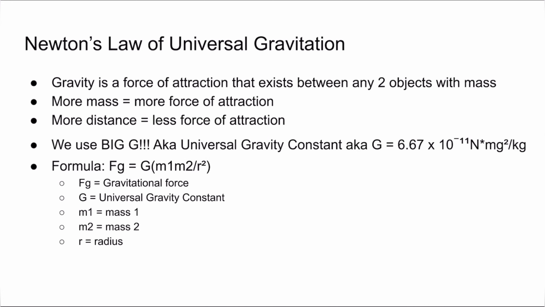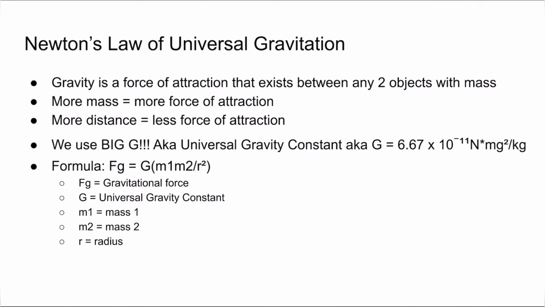And now, Newton's law of universal gravitation. Gravity is a force of attraction that exists between any two objects with mass. The more mass you have, the more force of attraction you're going to have. More mass equals bigger F_g. The more distance you have gives you less force of attraction, though. So more distance makes your F_g smaller.